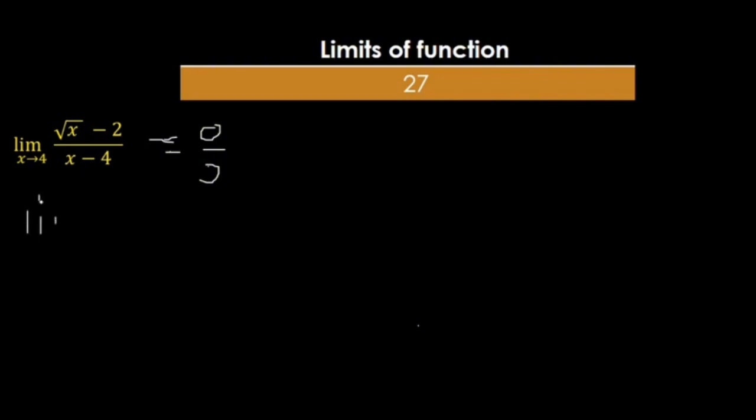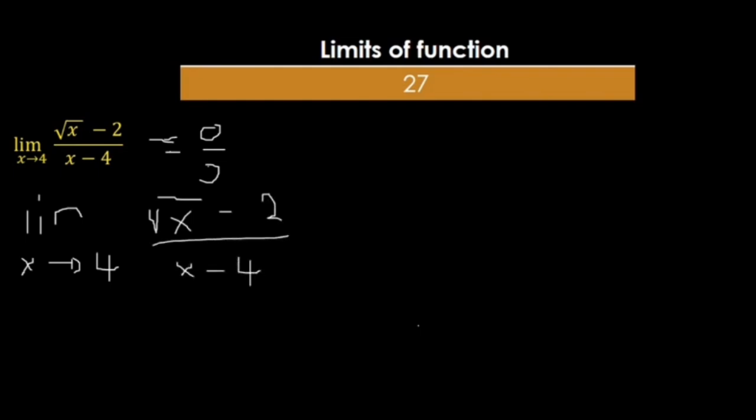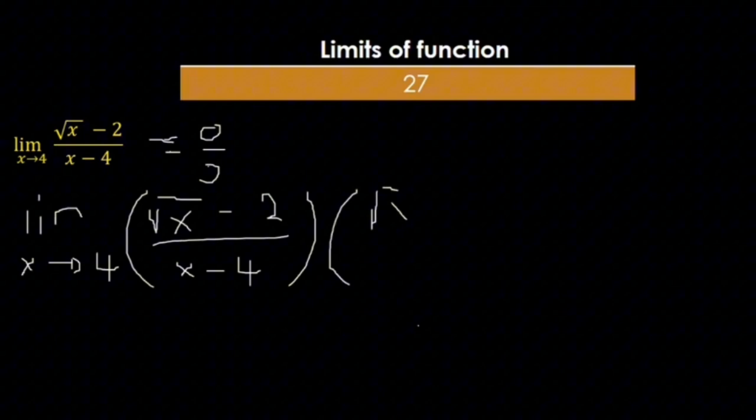That is limit as x tends to 4 of square root of x minus 2 all over x minus 4 times square root of x plus 2 all over square root of x plus 2.